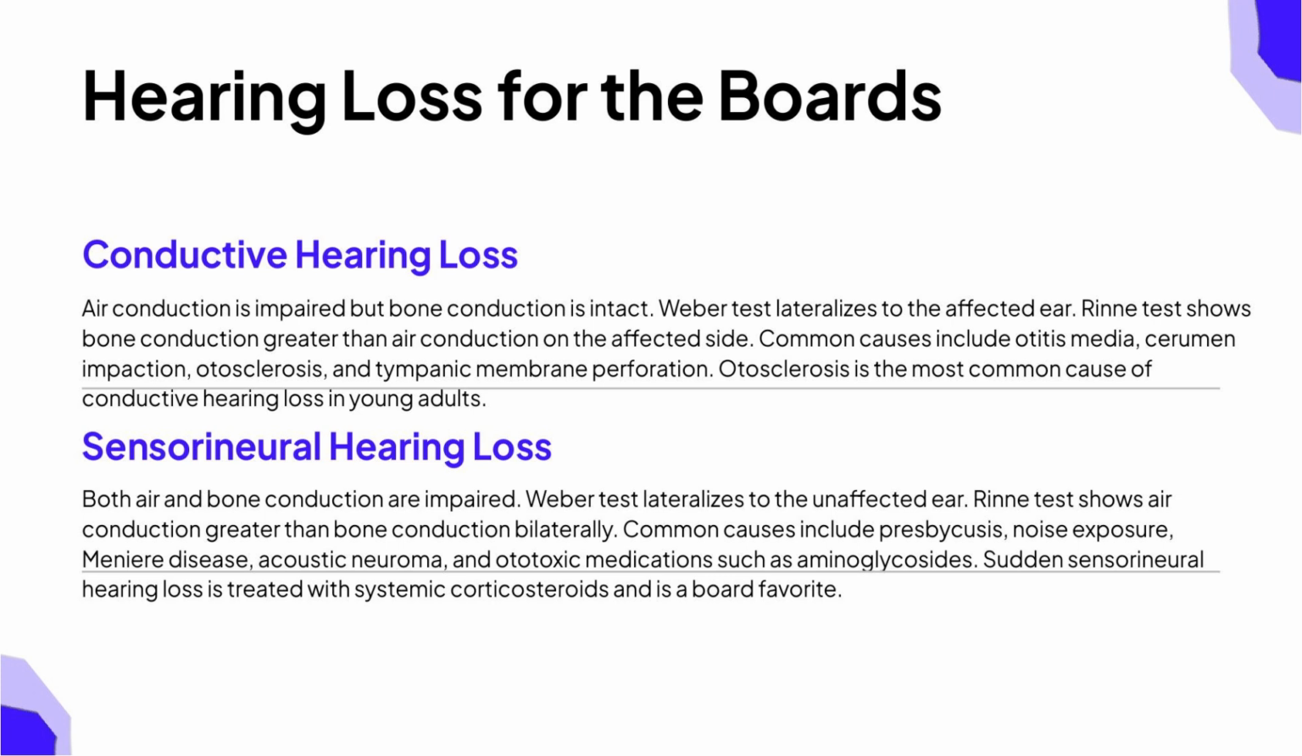For sensorineural hearing loss, both air and bone conduction are impaired. The Weber test lateralizes to the unaffected ear, and the Rinne test shows air conduction greater than bone conduction on both sides. Common causes include presbycusis, noise exposure, Meniere disease, acoustic neuroma, and ototoxic medications like aminoglycosides. Remember that sudden sensorineural hearing loss is treated urgently with systemic corticosteroids, and this is a board favorite question.